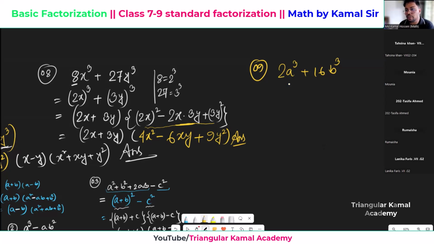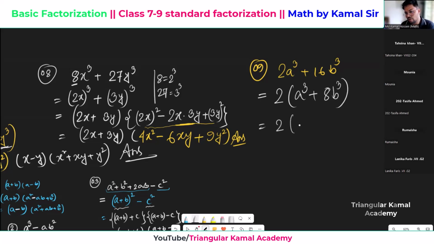Okay, 2 is not a cubic number and 16 is also not a perfect cube number. So you can take 2 common here. There is a cube, 2 is common, and here 8b cube. First line complete. Now 8 is a perfect cube number.